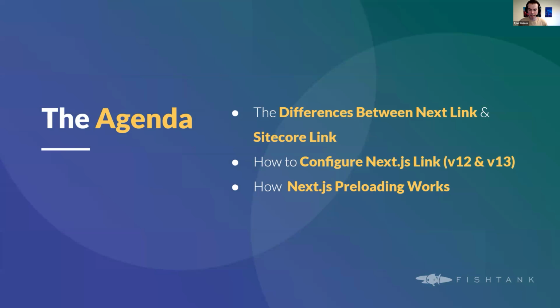So our agenda. We have three major topics that we're going to touch today. Number one, the difference between Next.link and Sitecore link. So coming out of this, you will not only know what the difference is, but hopefully be able to utilize the linking capabilities way more. How to configure Next.link for both version 12 and 13 and above. So you'll learn how to apply what you learn to both new projects and then any old projects that are still running on an older version of Next.js. And finally, we're going to cover how Next.js preloading works, since this is the biggest benefit of the Next.link component, so it's important that we try to fully understand how it works.